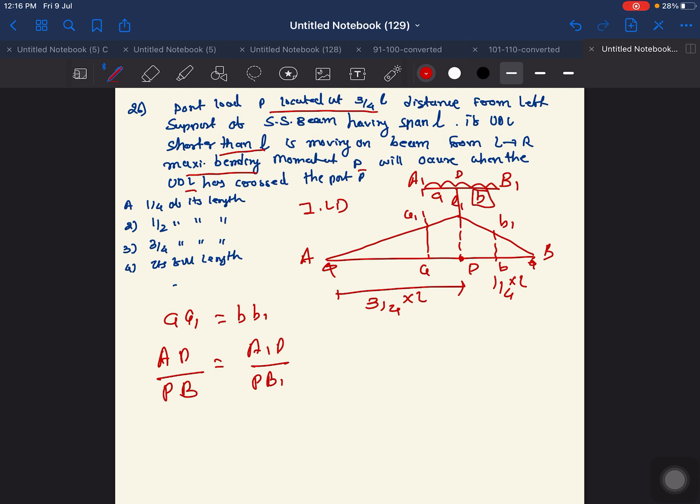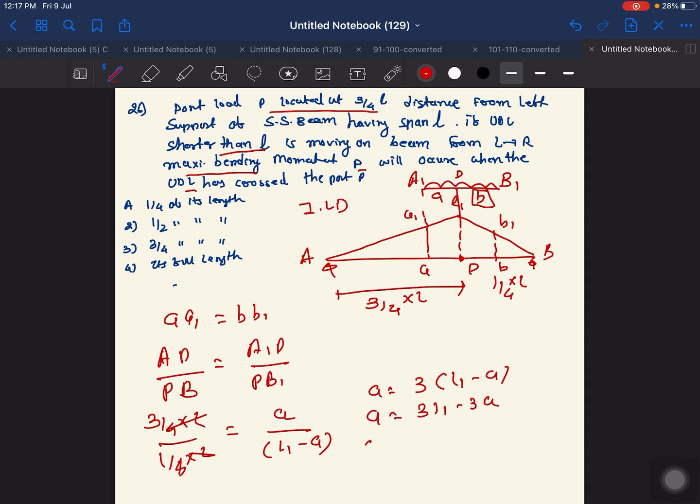So now you know the value of AP, that is 3/4 of L. You know the value of PB, that is 1/4 of L. That is equal to A1P, let's take it as A, and PB1 that you can take as L1 minus A. So this is going to be cancelled out, and your answer is A is equal to 3 times of L1 minus A. So A is equal to 3L1 minus 3A. So 4A is equal to 3L1. So A is equal to 3L1 divided by 4.